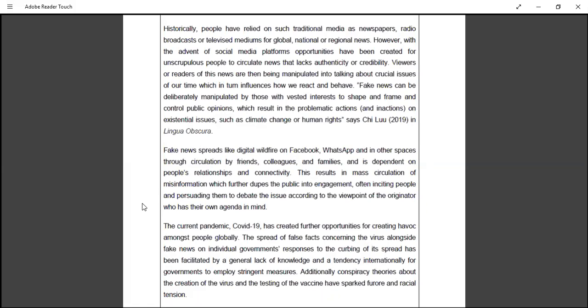So already I have identified the main points, then what is supporting there? Now, if you look at the last line from the first paragraph, fake news can be deliberately manipulated by those with vested interest to shape and frame, control public, which results in problematic actions on existential issues such as climate change or human rights. Now we can see that there are people behind or driving this fake news, obviously.